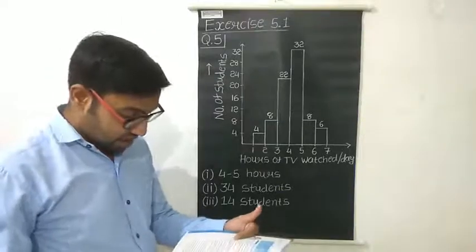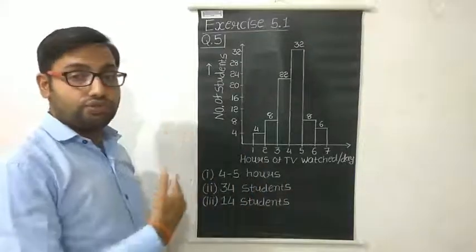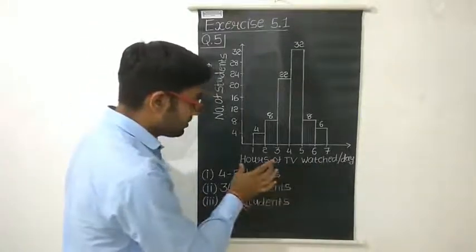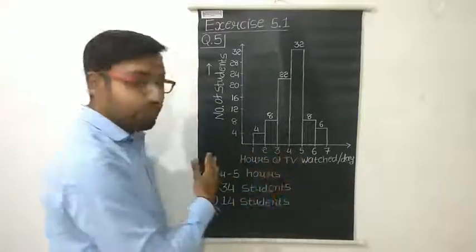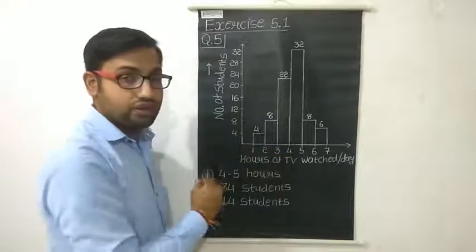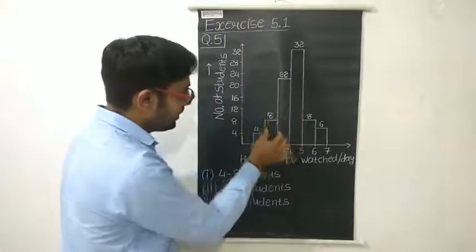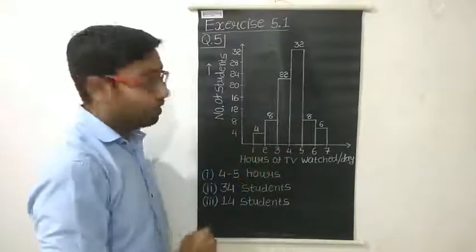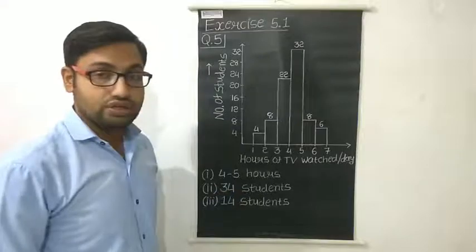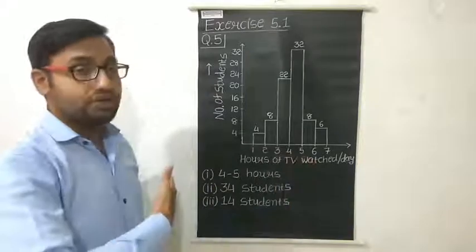Now the second question. How many students watch TV for less than 4 hours? These are the hours. This is the 4. Less than 4 means we can consider the class intervals 3 to 4, 2 to 3 and 1 to 2. These are all the values less than 4 hours. Here we have the value 22, here 8 and here 4. So 22 students plus 8 students plus 4 students, total 34 students. So 34 students watch TV less than 4 hours.